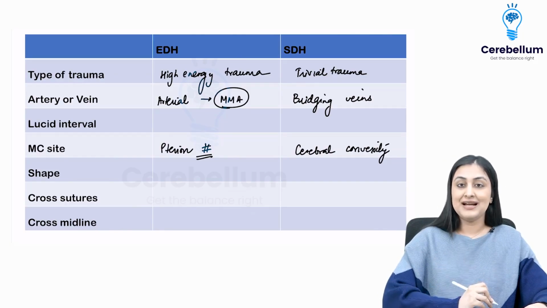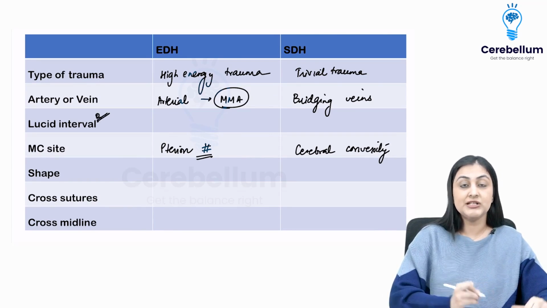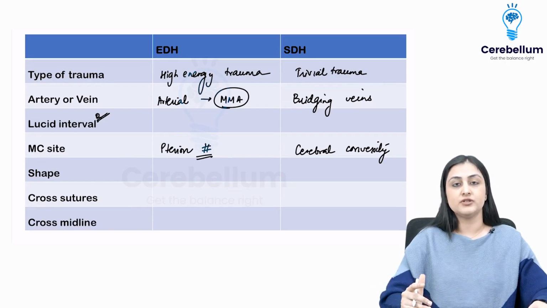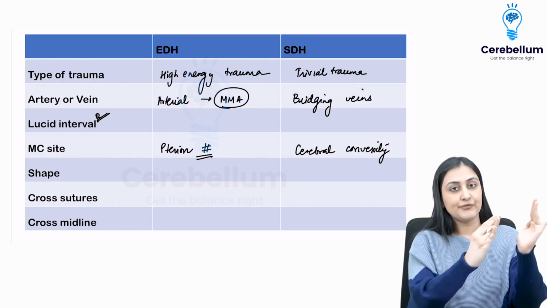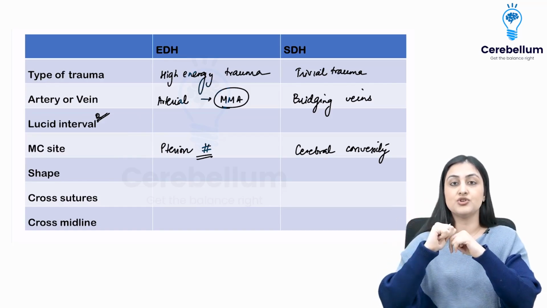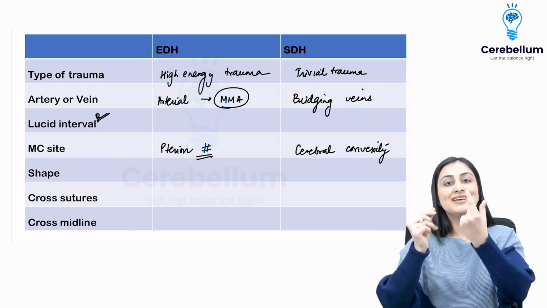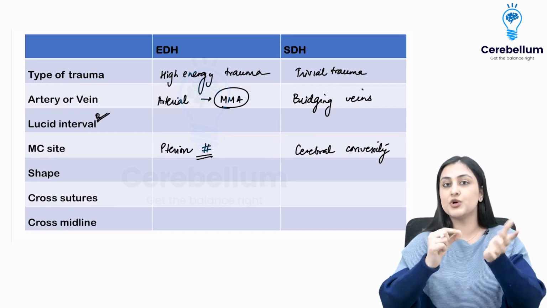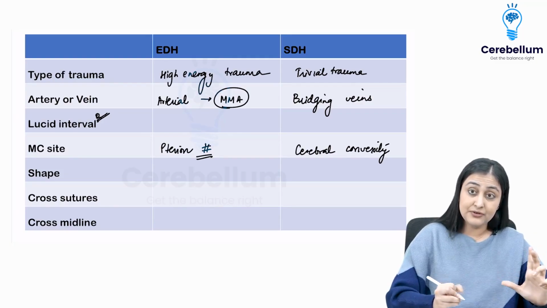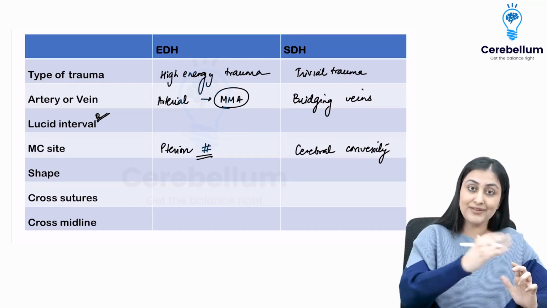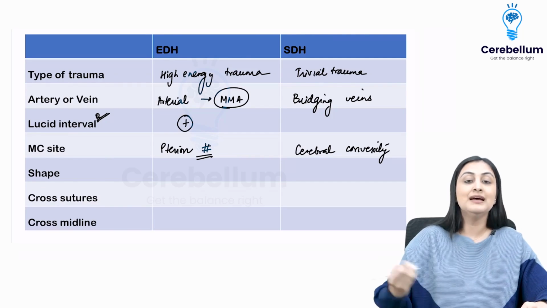Apart from that, something called a lucid interval. This is a repeat question. Where do you see a lucid interval? So first of all, what is a lucid interval? Let's say after the trauma, the patient lost consciousness. After that, the patient regains consciousness for a brief amount of time and then again loses it. That brief regainment of consciousness, that period, is what is called a lucid interval. So remember, this regainment of consciousness between two periods of LOC or loss of consciousness is defined as lucid interval, and that is what is seen in EDH.